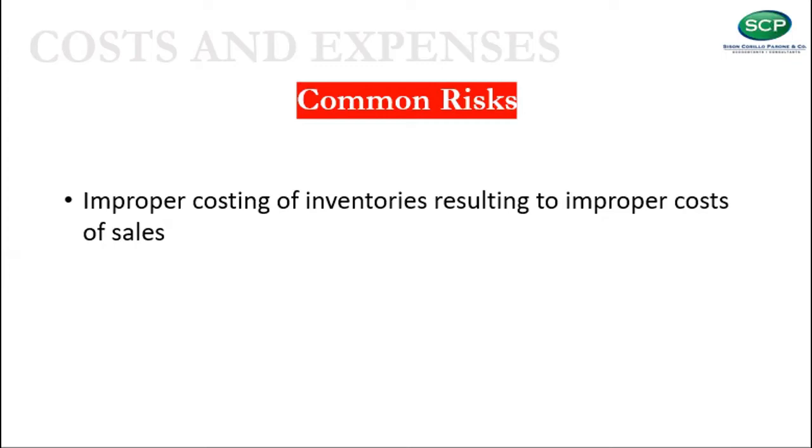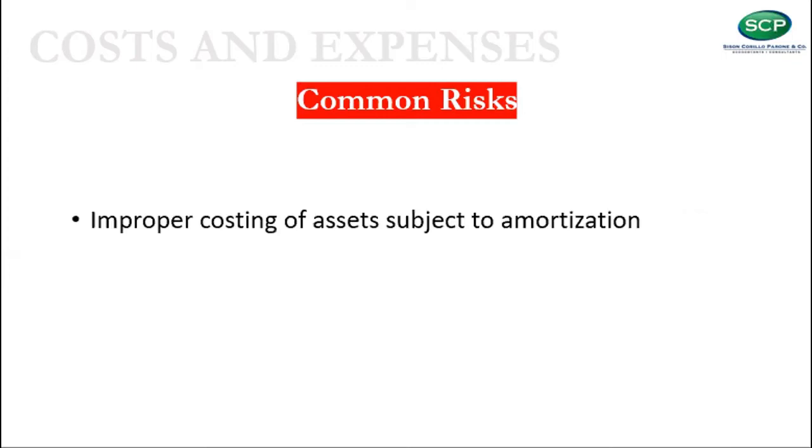The last common risk we will discuss is the improper costing of assets subject to amortization or depreciation. When assets that are subject to amortization or depreciation, such as fixed assets, prepaid expenses, etc., or intangible assets for that matter, are not costed properly, then the subsequent amortization of the cost of such assets will also be incorrect.